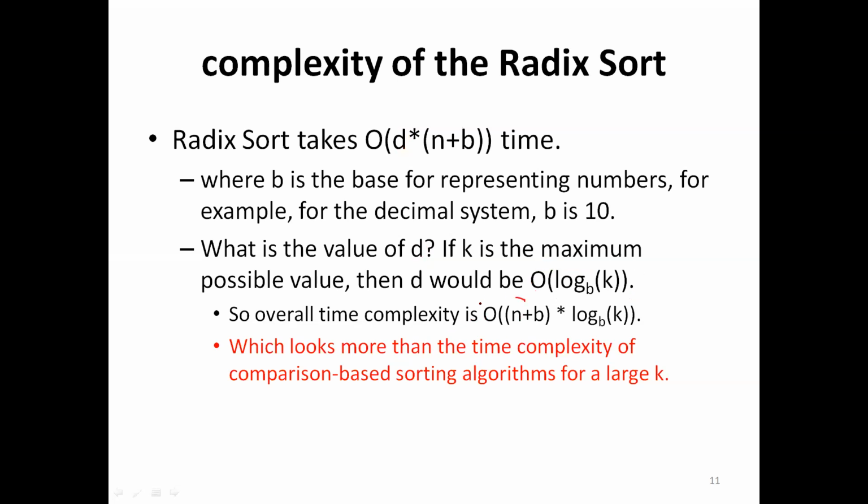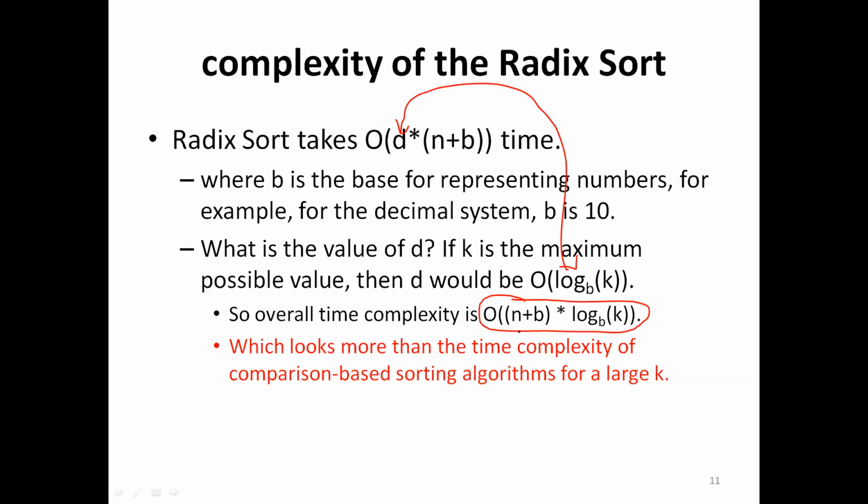Then the overall time complexity, how it's calculated: it is the order of n plus b into log b k, where you are assigning. So d is replaced with this value, that's all. Once you replace d with order of log k, the final value is this one, okay. So don't worry much about this, just know what the radix sort is and know its complexity. And how about this complexity when compared to the comparison based sorting algorithm?